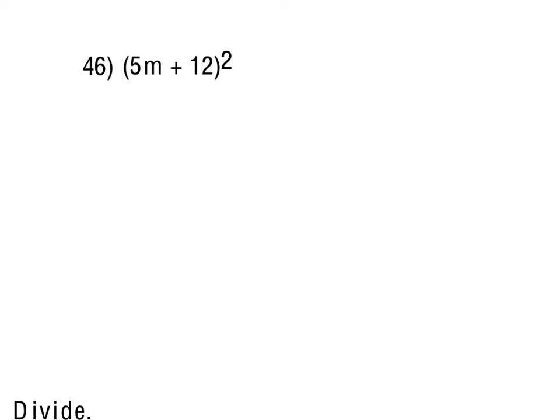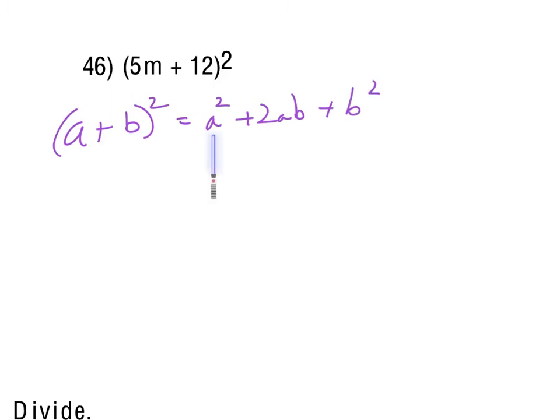46, squaring a binomial. Again, you don't have to use the pattern. I'll show you what the pattern looks like. A plus b squared. So we square a, we add 2ab, and we square b. Now, again, of course, the problem people have with this is they will square the first term, they will square the last term, and they will forget that they get this product doubled in the middle.